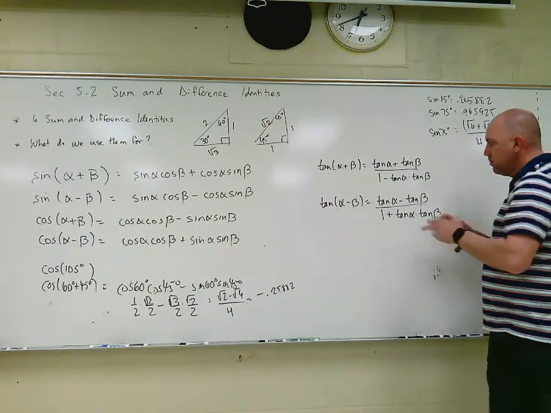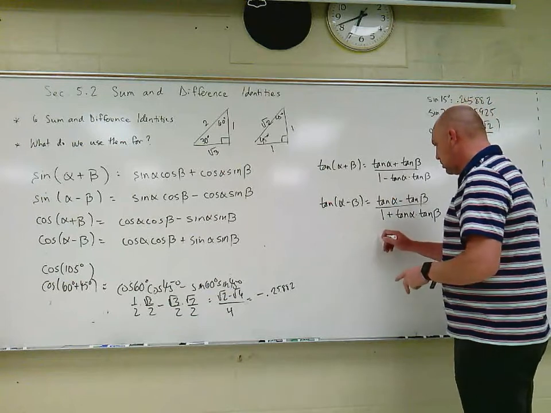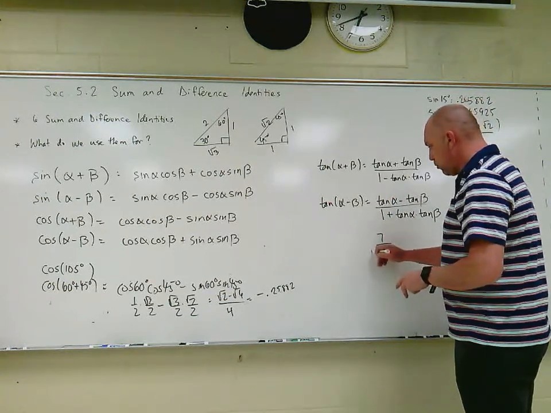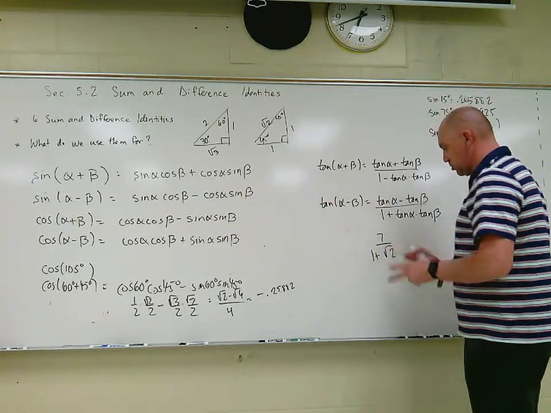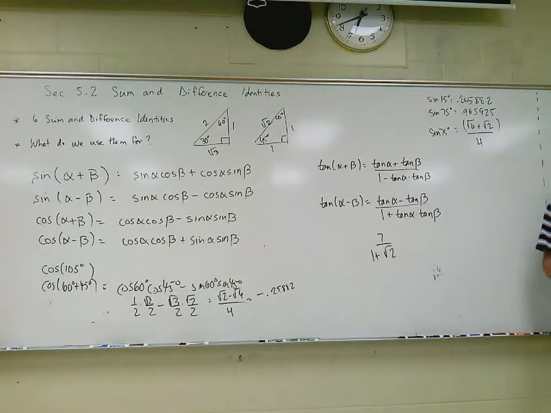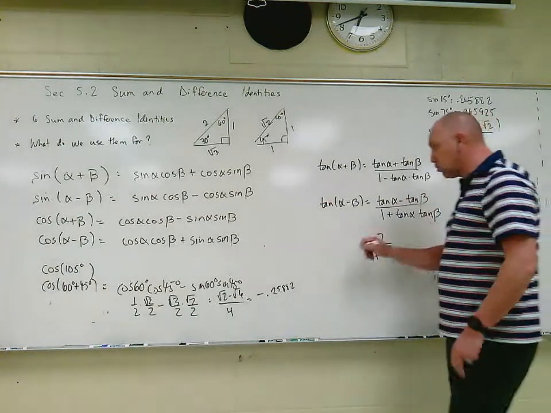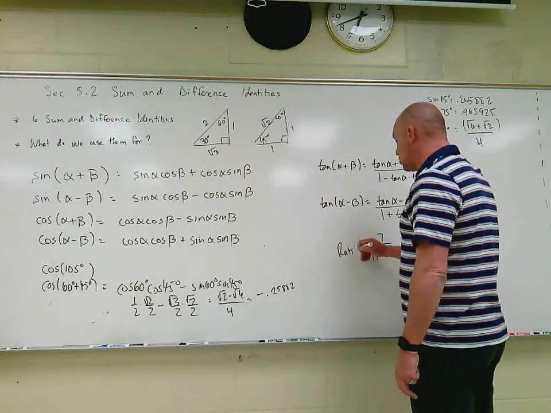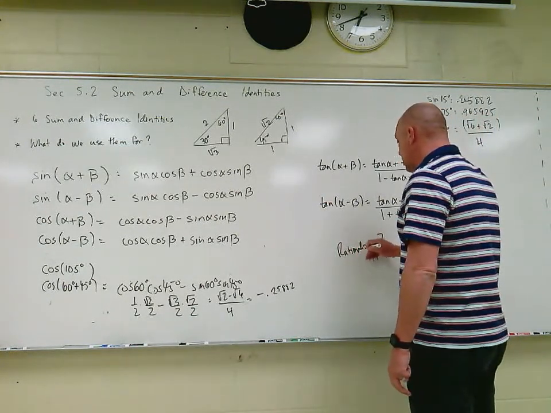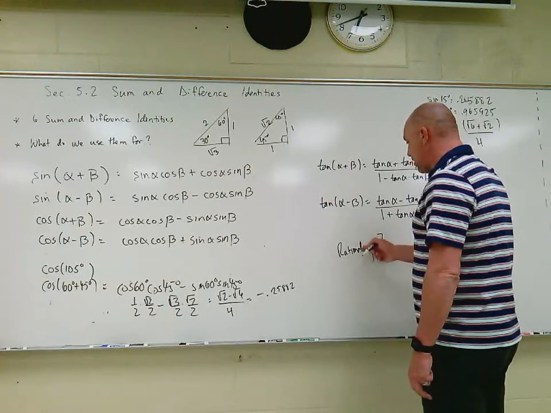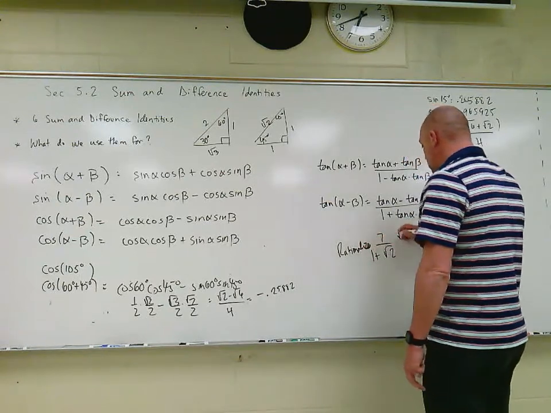So real quick, let's just say I had a fraction, 7 over 1 plus square root of 2. Let's just say this is what I had. So the radical is in the denominator. If I want to rationalize, just multiplying by square root of 2 over square root of 2 is not going to do it. Can somebody tell me why that's not enough? If I just multiply by square root of 2.